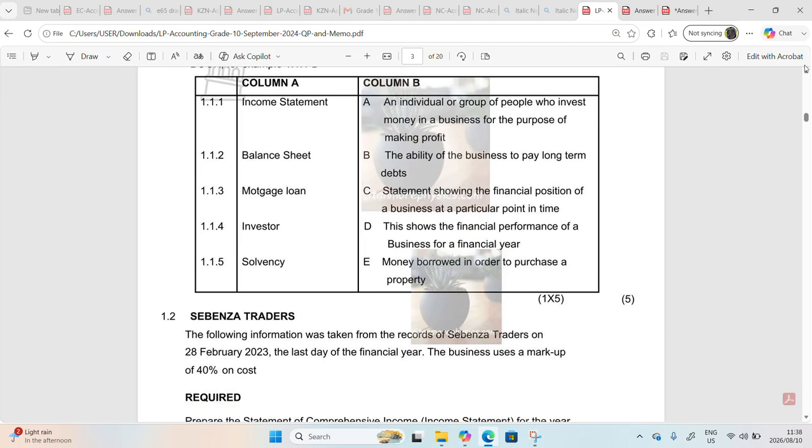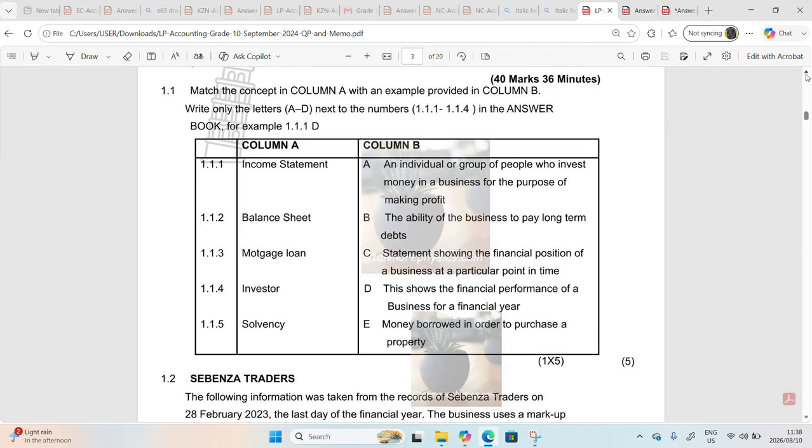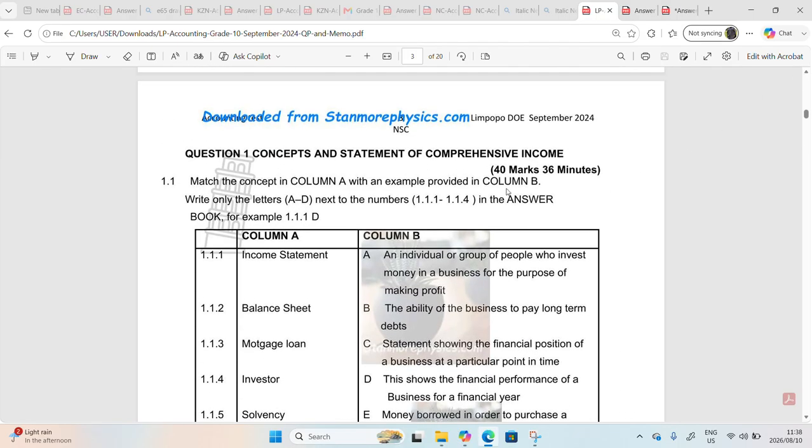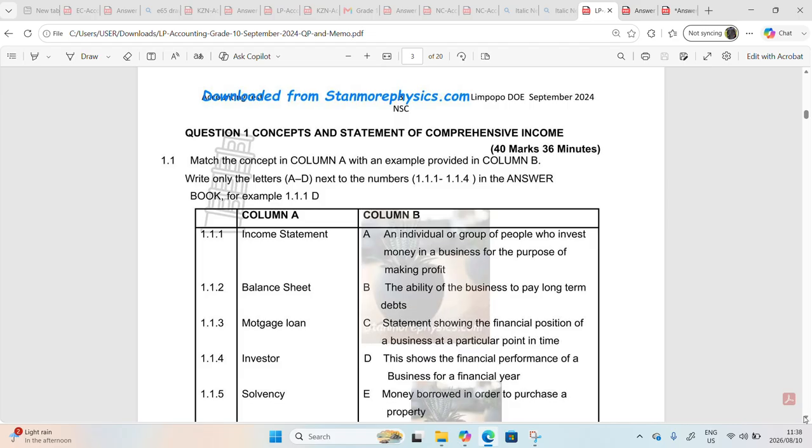So we have question 1, as you can see. That question is out of how many marks? 40 marks. Learners were given 36 minutes to complete the question. So we're not going to do 1.1, the match column. We are going to go to question number 1.2.